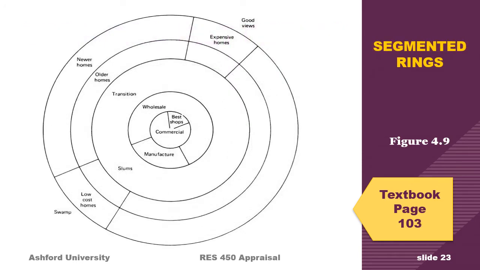Segmented rings, as shown in Figure 4.9, is another city development pattern. In this illustration, we see the commercial area in the center with the residential areas growing out from there. Near the top right is the area perceived as good views and the luxury homes. At the bottom left is the swamp with less desirable, lower-cost homes bordering it. On the left, you can see the area between the two, the transition, then older homes, and sprawling out from there, newer homes.